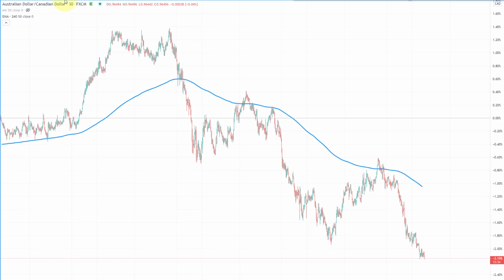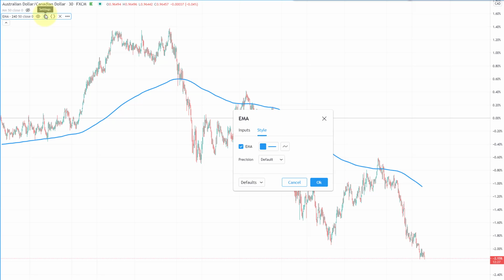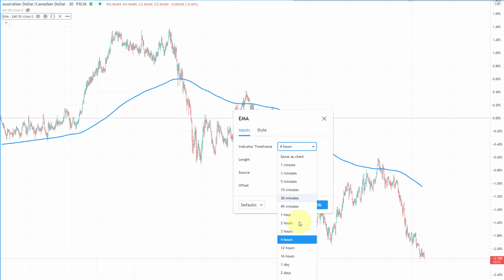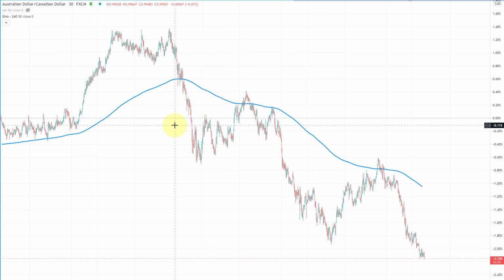So here, for example, we are on a 30-minute time frame, and I used the 4-hour 50-period moving average. So you can, in TradingView, for example, just use an EMA, and then under settings you go to input, and under indicator time frame you can choose any other time frame that you want. And I use the next higher or the second next higher one, which in this case for me is the 4-hour.